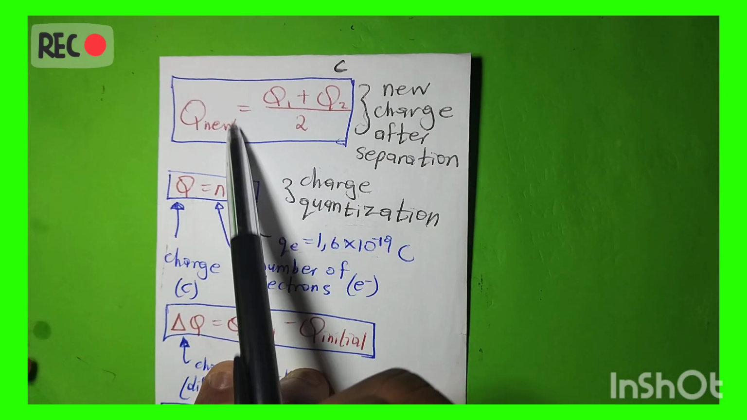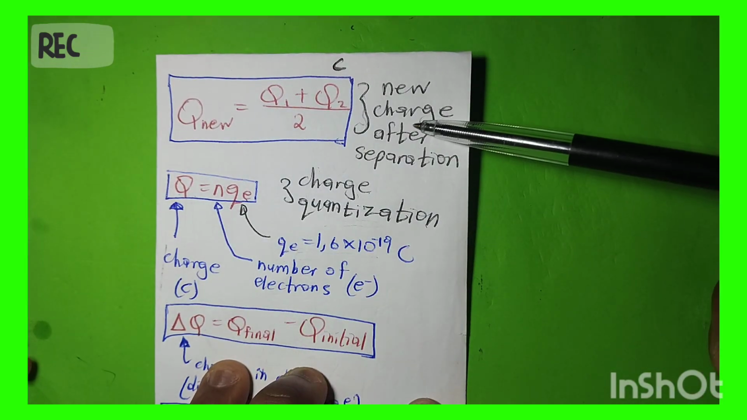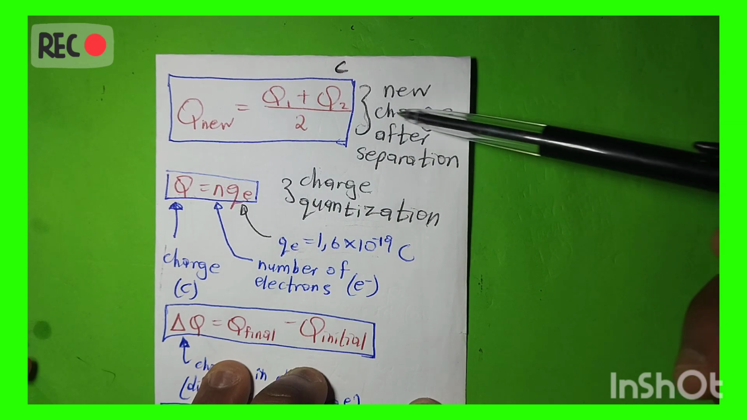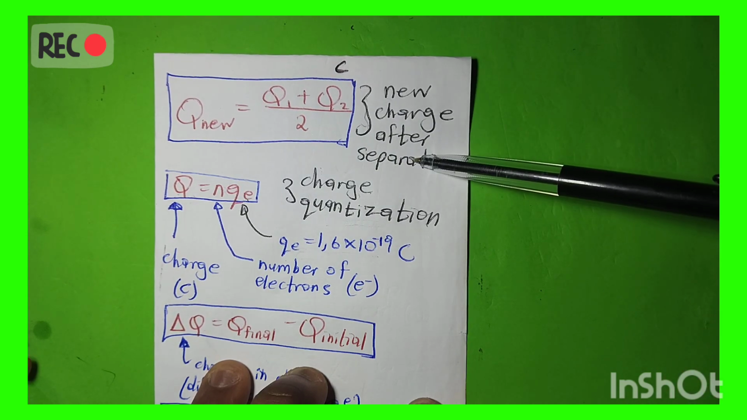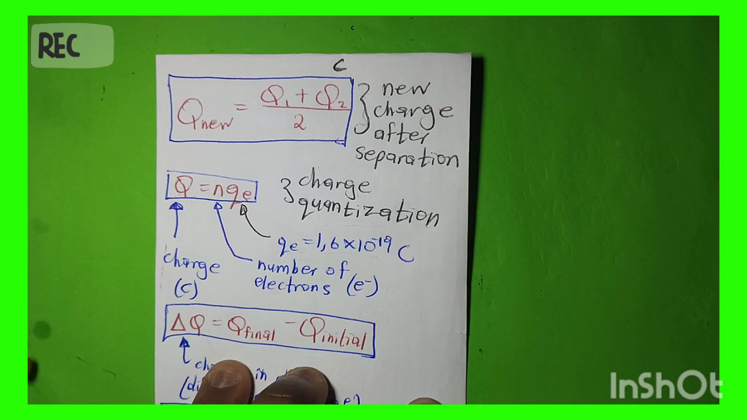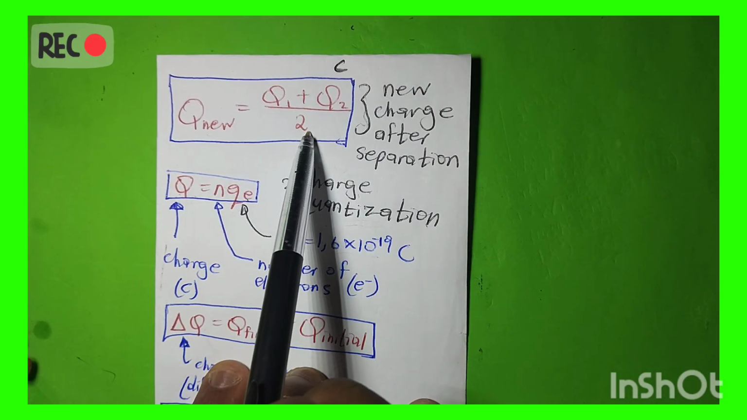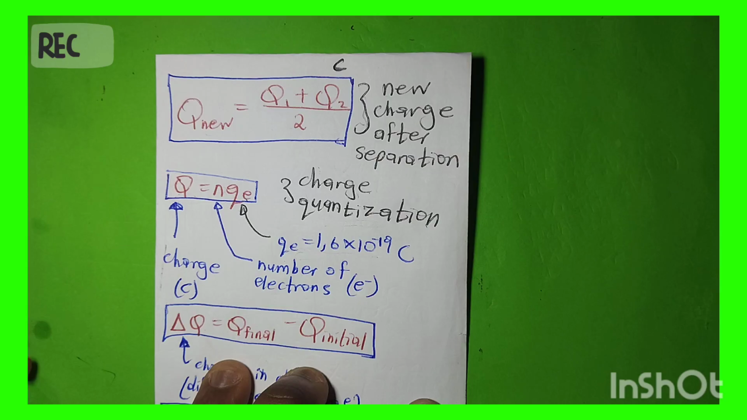This equation, you only use it if they say to calculate the charge after separation. If they say calculate the charge after separation, this is the equation that you will use, where you add charge 1 and charge 2 and divide by 2.